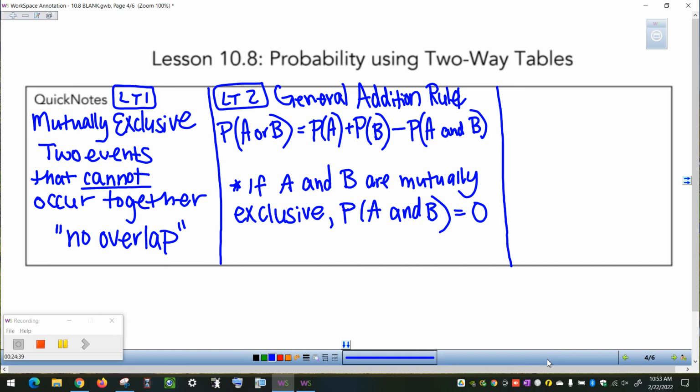So what's kind of nice about this version here of the formula is that it works 100% of the time. If they're not mutually exclusive, it allows us to subtract out the overlap. If they are, we know the overlap is just 0, so we don't have to subtract anything out. All right, and then we have one more learning target for today. So we're using two-way tables to find probabilities, including conditional probabilities.